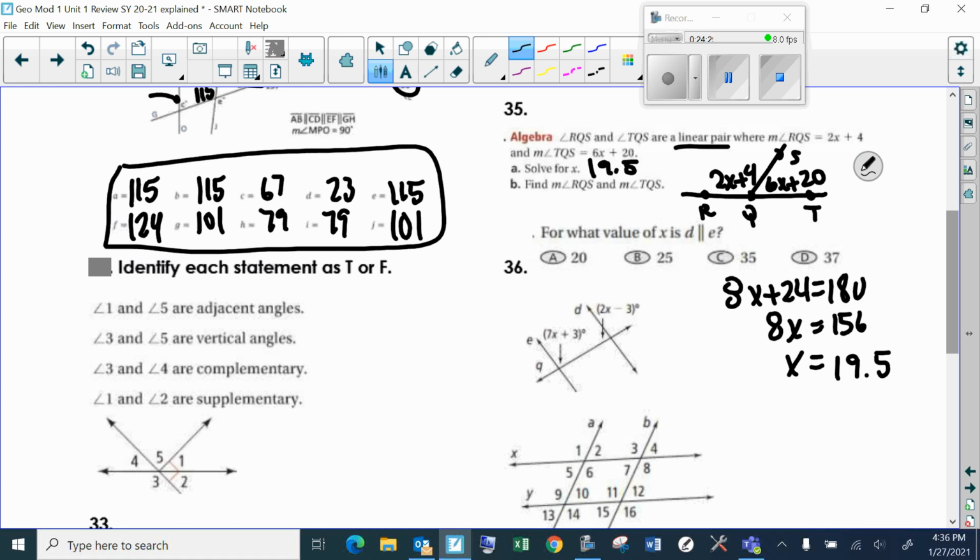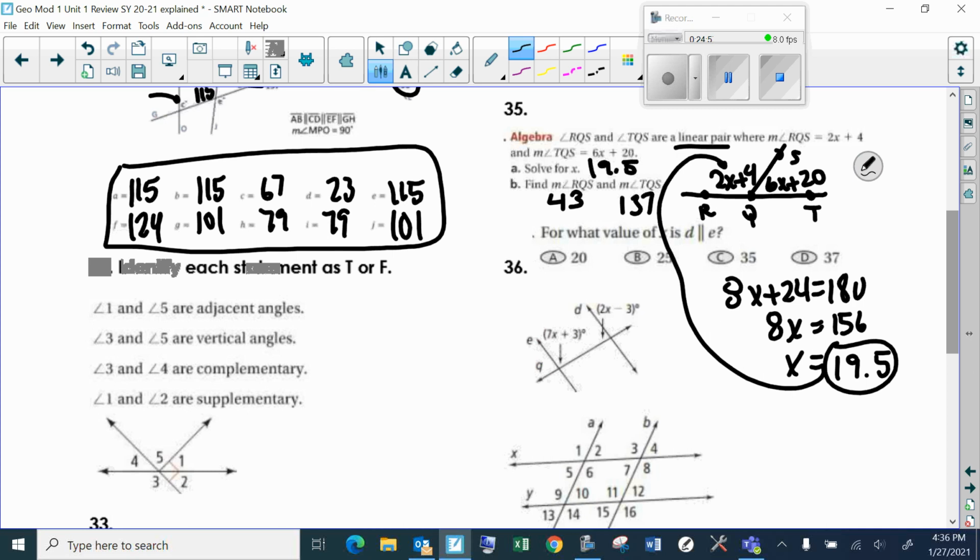And then it says find the measure of each of the individual angles. So now we take that 19.5 and substitute into that one to get that angle. Double that is 39 plus 4 is 43 for RQS. And I could plug it into that, or I could say 180 minus 43 is 137, which is what I would get if I plugged in 6 times 19.5 and then plus 20 in the calculator.